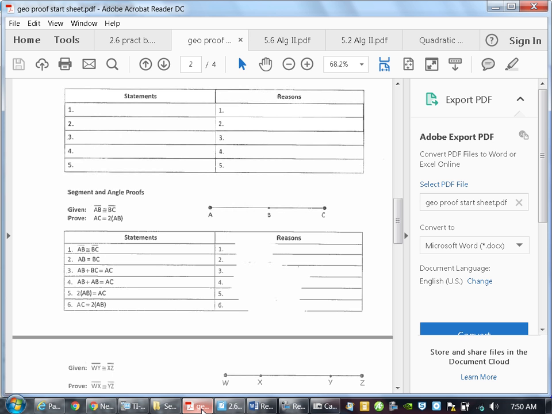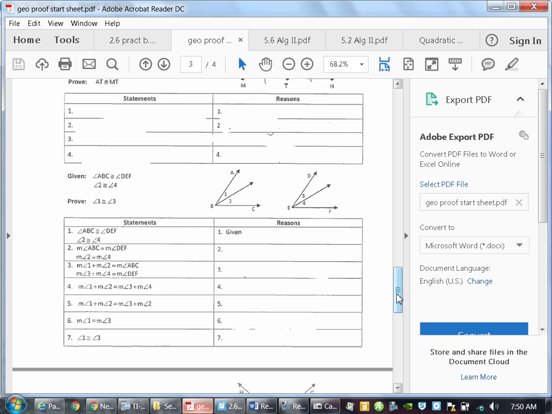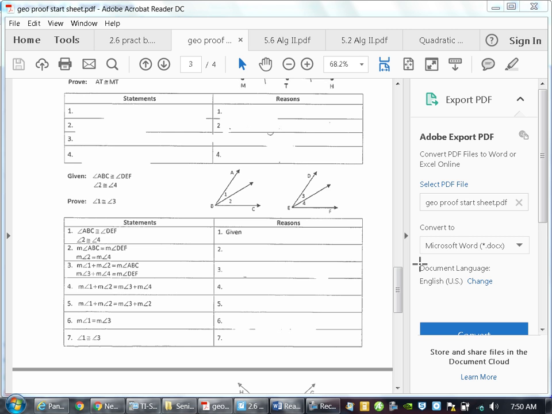Okay. And then, like I was just mentioning, this last one is very, very similar.